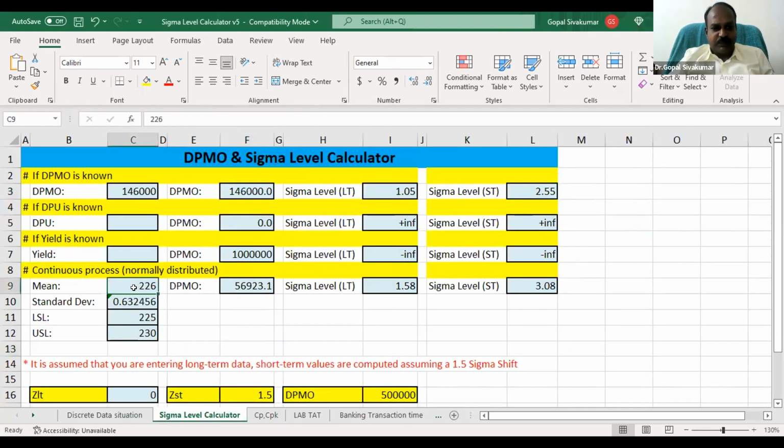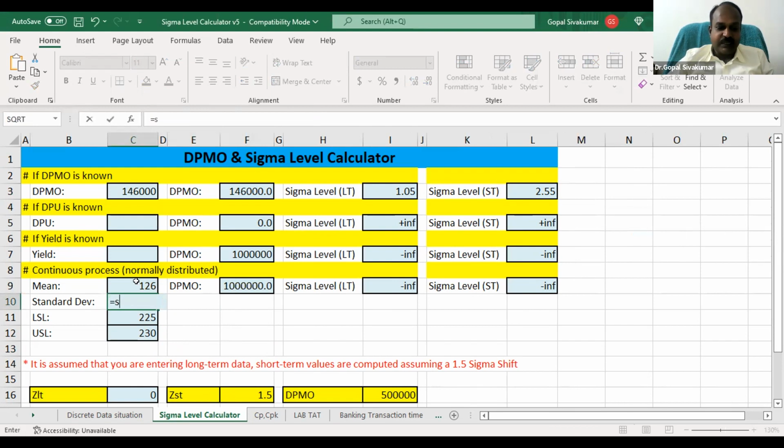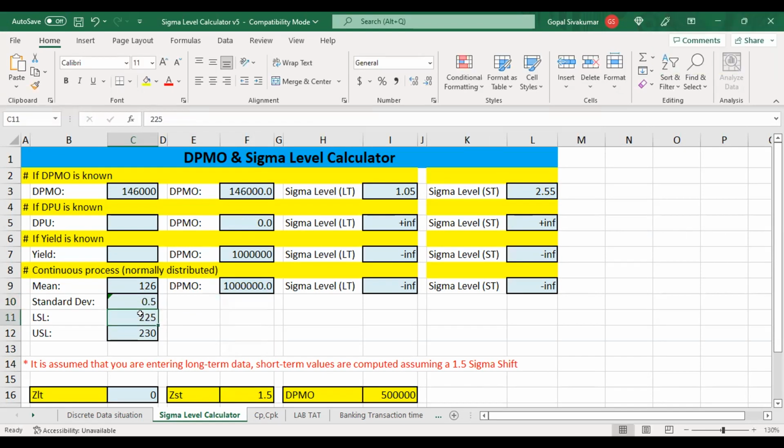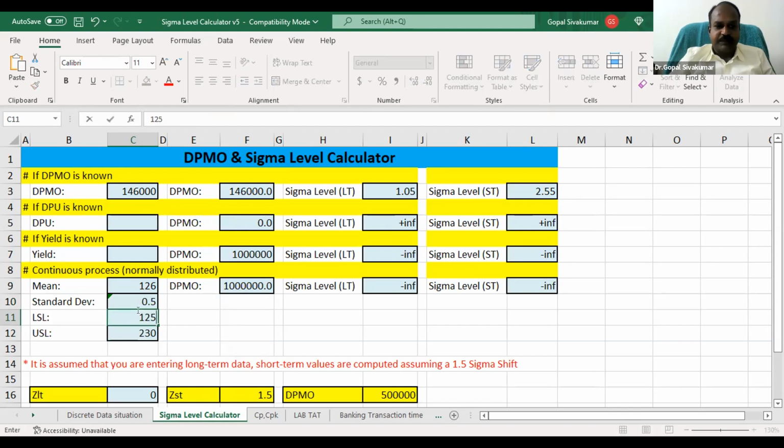Now see here, can you see the option mean, standard deviation, LSL, USL? What is your process average? 126, am I right? Yes, sir. Process variance is 0.25, so I need the standard deviation. SQRT means square root of. What is your square root of variance value? 0.25. When I take square root of 0.25, what will I get? Standard deviation. Can you see the standard deviation? 0.5. Understood. Now LSL is how much? I think it is 125.